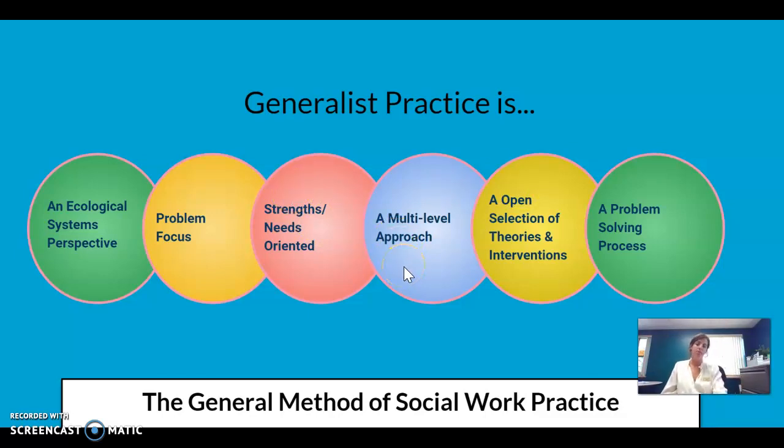The multi-level approach, so this goes back to the micro, meso, macro. Micro being the individual level, meso being group level, macro being communities, and then we also throw on global.